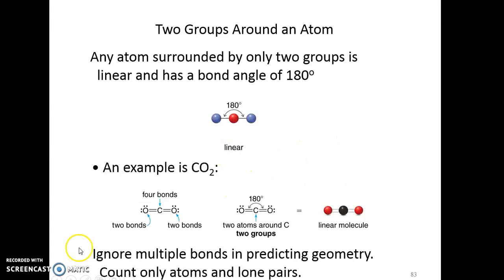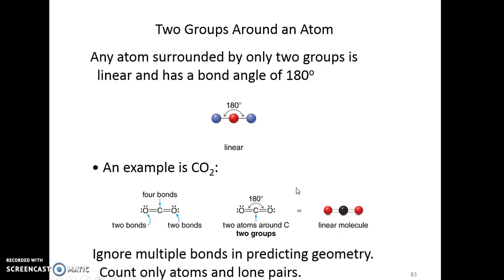Let's look at an example here. Here is the Lewis dot structure for carbon dioxide. Notice the central atom, carbon, has two groups on it. A double bond here and a double bond here. That's two groups, not four groups. It has four bonds, but two groups.